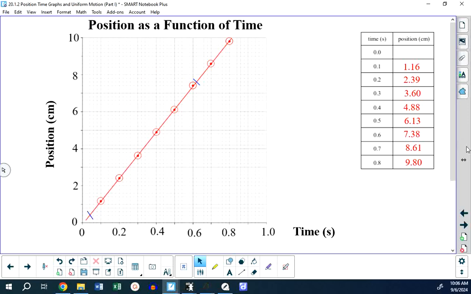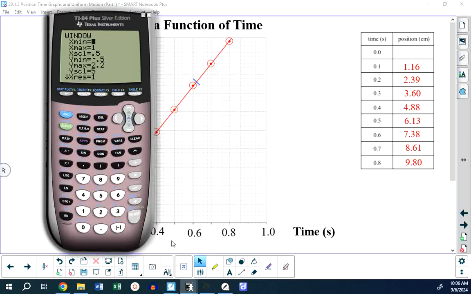Normally in math, to change the window settings, you go zoom. You go zoom standard, zoom in, zoom out. That's a nightmare. We want to instead choose window and set the window settings. Look at our graph. Or look at our data. We want to go up to 0.8 seconds. So let's go up to 1 second. Our minimum time will be 0. Our maximum time will be 1. I'm saying go from 0 to 1 on the horizontal axis.